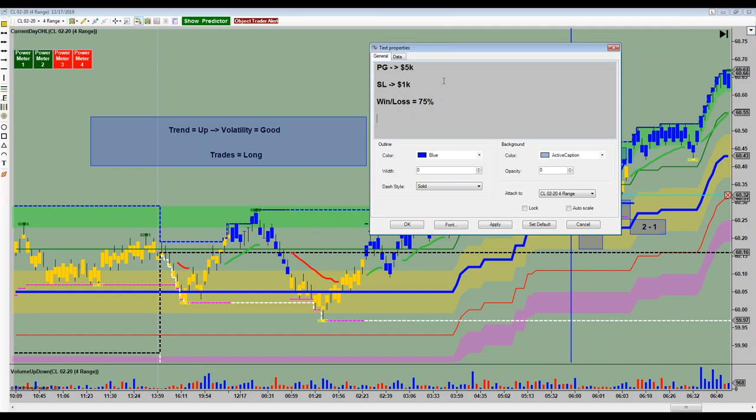Okay. For you mathematicians out there who are good at this whole win-loss, stop-loss ratio, what would be, with this scenario, a break-even scenario? What would your win-loss ratio have to be to break even?